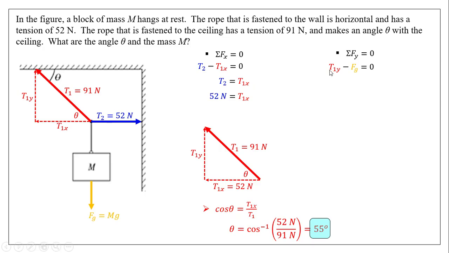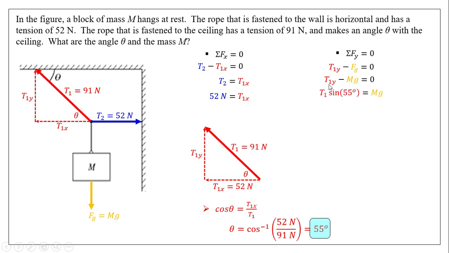Here I'm going to write the positive quantity first. T1y is pointing up, so I'll write that first, and then F_g is pointing down. So once again, I introduce the negative sign right away in my work. I want to subtract that from F_g, and that's equal to 0. So moving F_g to the other side is going to look like this.